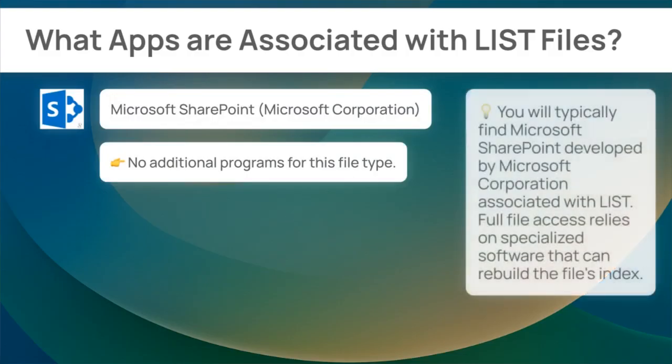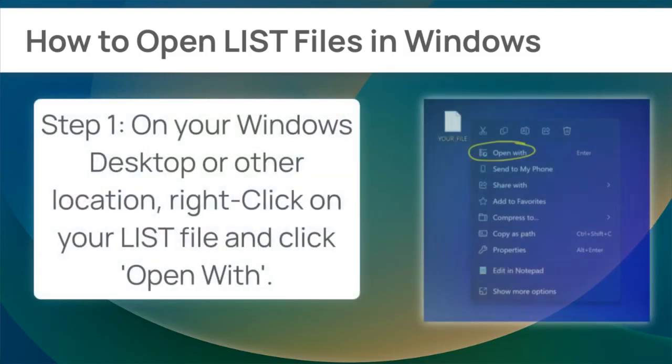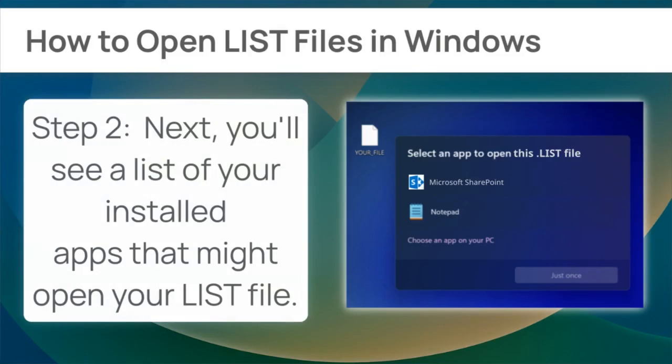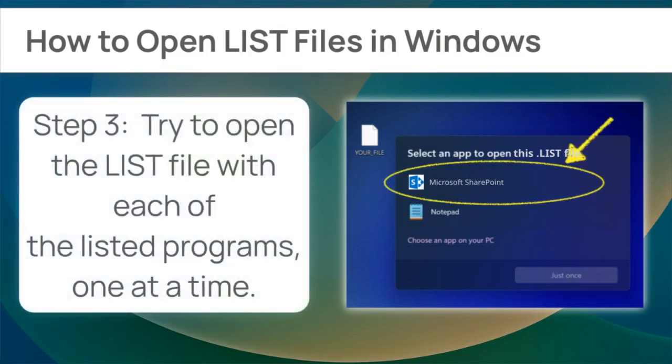Accessing the full range of data requires a validated decompression tool. Windows provides limited visibility into these files, so meaningful access depends on supporting tools. To guarantee the file opens, right-click your LIST file and select Open With. Check for Microsoft SharePoint first. If it is absent, select another program. A systematic check of installed tools is vital.